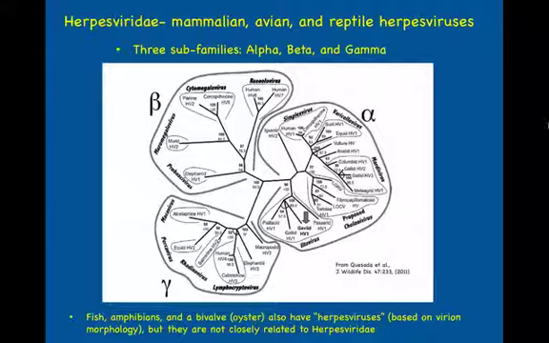Alright, so Herpesviridae, that's the name of the family, hence herpes virus. They are mammalian, avian, and reptile, and each group is quite a bit different. They're called alpha, beta, and gamma. Fish, amphibians, and bivalves, bivalve meaning oyster, also have herpes viruses based on morphology, but they're not closely related to Herpesviridae. And so we care in particular more about probably alpha and beta than gamma. Herpes simplex virus is within the alpha family, and cytomegalovirus is within the beta.